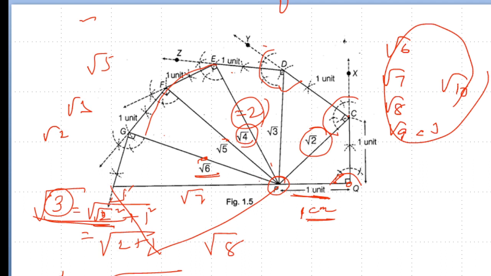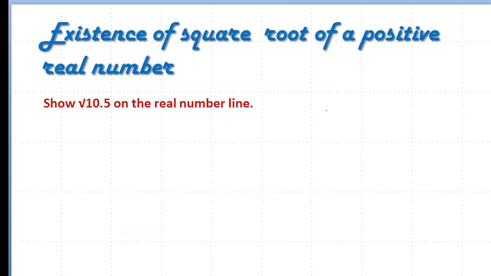Now we will think about the next concept, the existence of the square root of a positive real number. What does that mean? That means the square root of 2.3 or the square root of 5.9. These are all positive real numbers, not irrational numbers; this is the square root of a real number. So how will we make it? We are taking one example, one question from R.D. Sharma: the square root of 10.5 on the real number line.